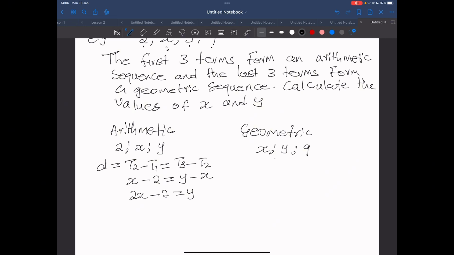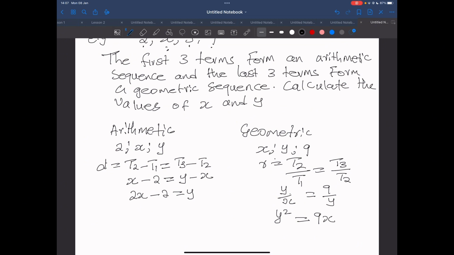Coming to this side, we know that the common ratio is term 2 divided by term 1, which is the same as term 3 divided by term 2. So we can substitute and have y divided by x is the same as 9 divided by y. If we cross multiply here, y times y is y squared equals 9 times x, which is 9x.